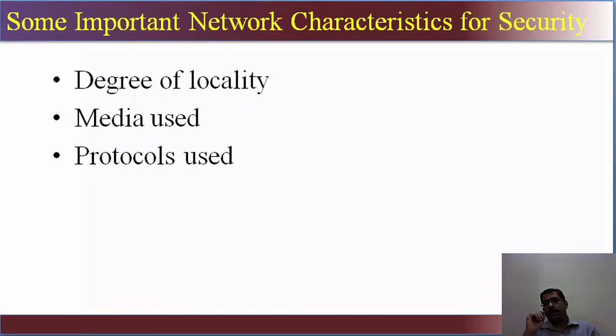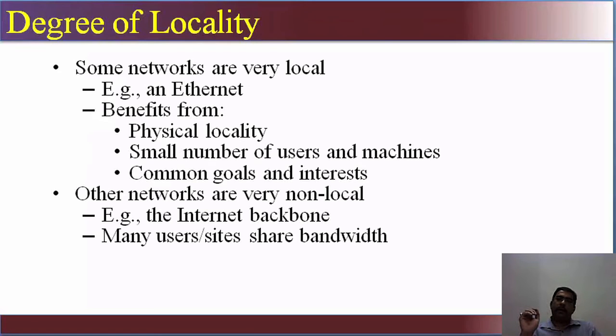When you take security into consideration, what are the important characteristics of a network? That is the degree of locality, media used, and the protocol used. Let's see the three of these. Degree of locality means some networks are very local, meaning they are confined to a specific physical area, where only a small number of users and machines are there, which have a common goal and interest. All work on a Windows system, all use specific software for doing the business, and all reside within the same office premises. So that is a degree of locality.